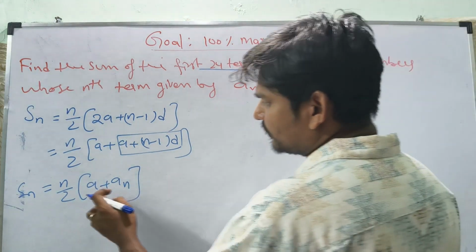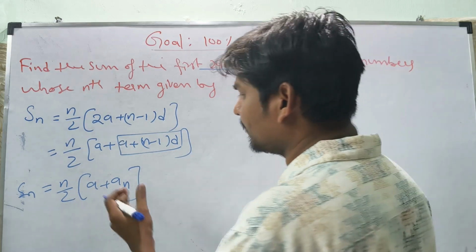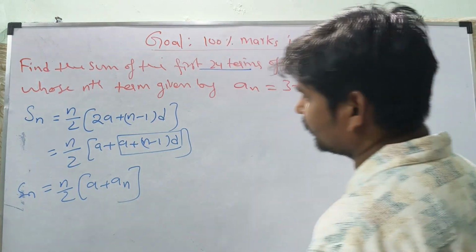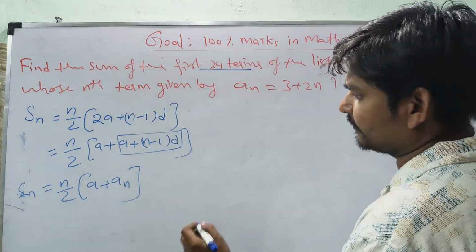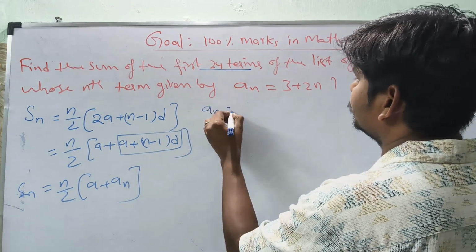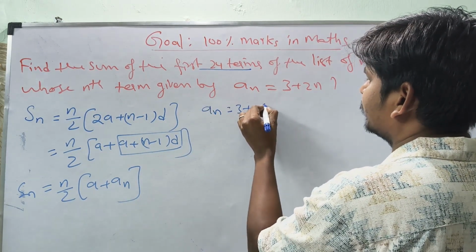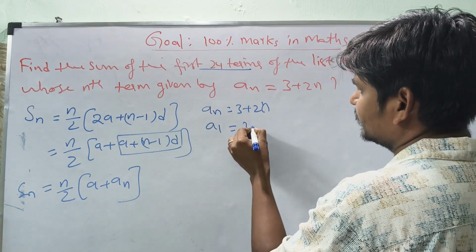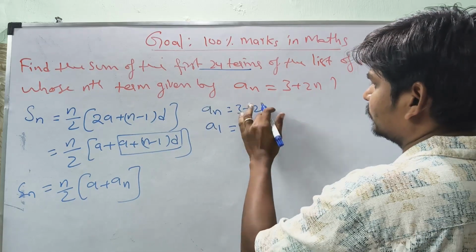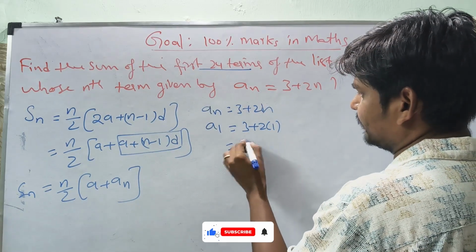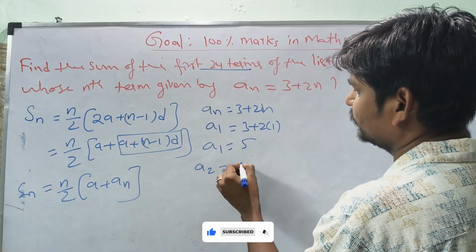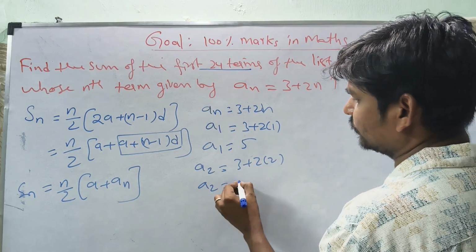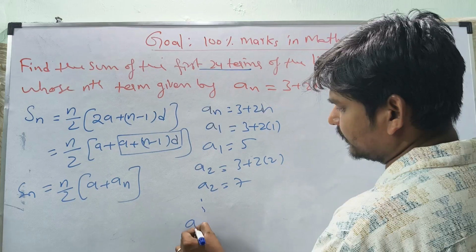Now a is nothing but the first term of the AP. So by using this smart way, how to do this question? Let us see here. Given is an is equal to 3 plus 2n. Now if you substitute n is equal to 1, you will get 3 plus 2 into 1. So it becomes 5, correct? a1 is equal to 5. If you want a2, 3 plus 2 into 2, so 3 plus 4, it gives a2 is equal to 7.